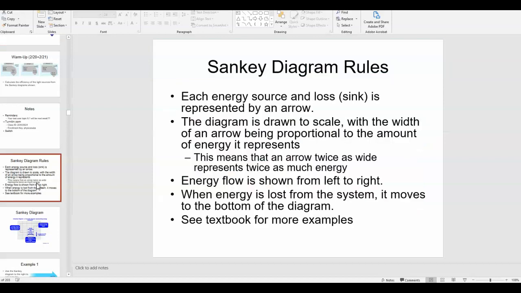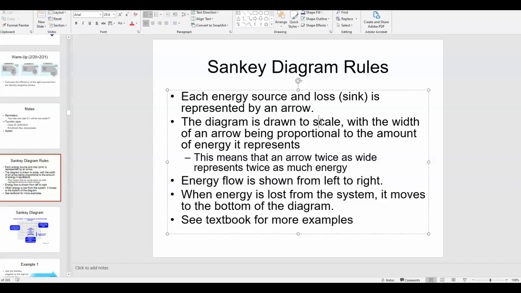All right, so let's talk about some rules for drawing and interpreting Sankey diagrams. First of all, each energy source and loss is represented by an arrow. If the arrow is going up or down, that is usually energy loss. When you're drawing Sankey diagrams, the length of the arrow does not make any difference, but the width of the arrow is proportional to the amount of energy represented. Meaning if you have an arrow twice as wide, that typically means twice as much energy. Okay, but the length doesn't matter.